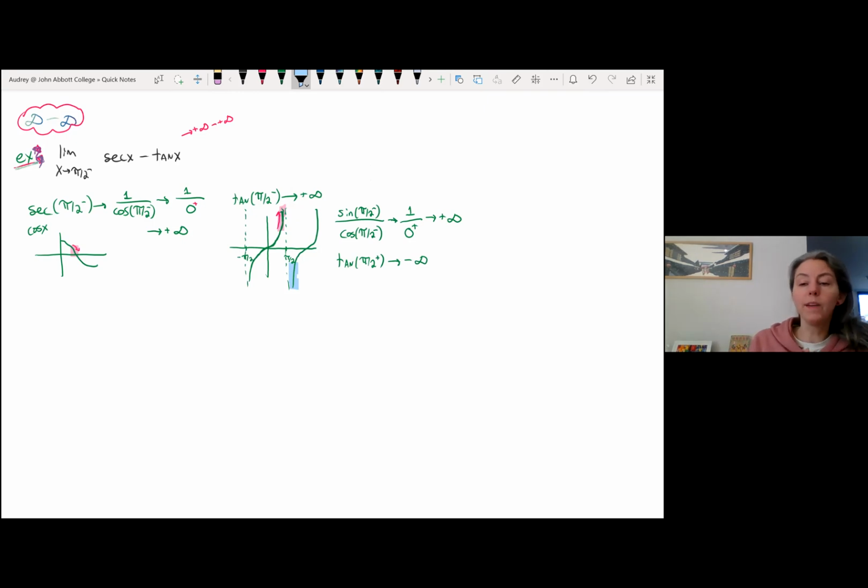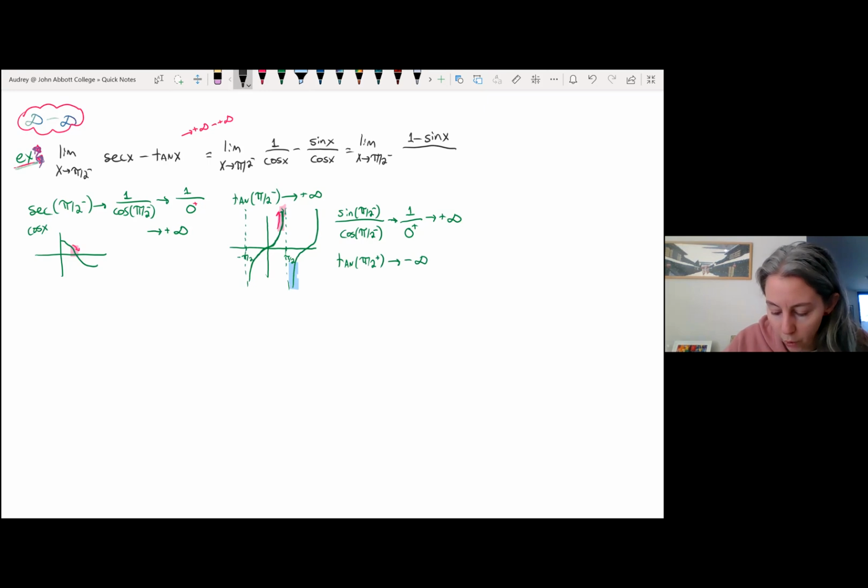Okay, so what we've seen so far is that we could just factor something out. But because this is trig, using our trig identities to rewrite this and trying to find a common denominator is going to be a really good way to approach this problem. So here we will have the limit as x approaches pi over 2 from the left. I know that secant x is 1 over cosine x, and tangent x is sine x over cosine x. So this gives me the limit as x approaches pi over 2 from the left of 1 minus sine x over cosine x.